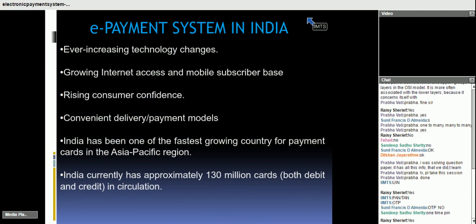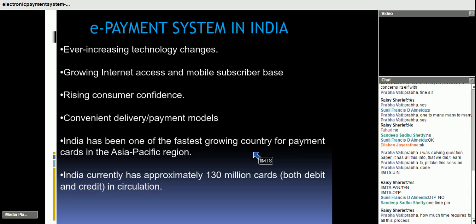So, payments in India going the e-way. The e-payment system in India: ever-increasing technology changes, growing internet access and mobile subscriber base, rising consumer confidence, convenient delivery payment models. India has been one of the fastest growing countries for payment cards in the Asia Pacific region. India currently has approximately 130 million cards, both debit and credit cards, in circulation.